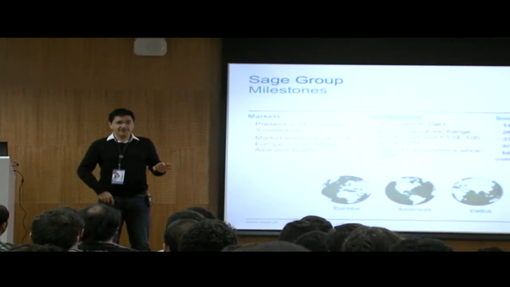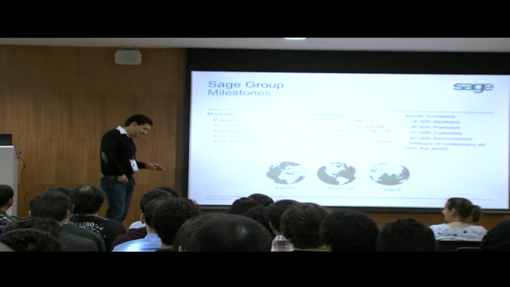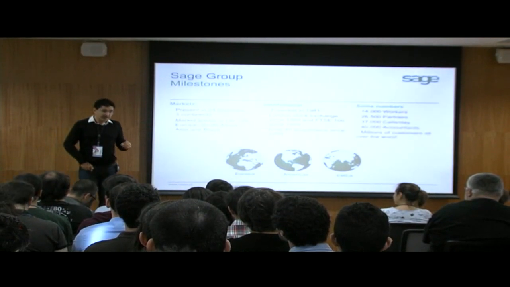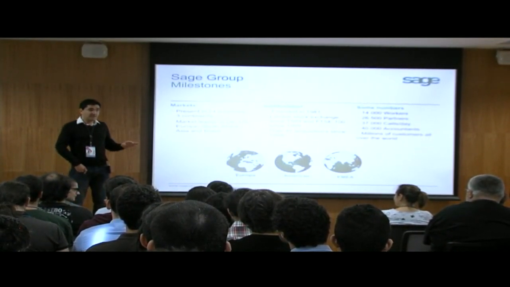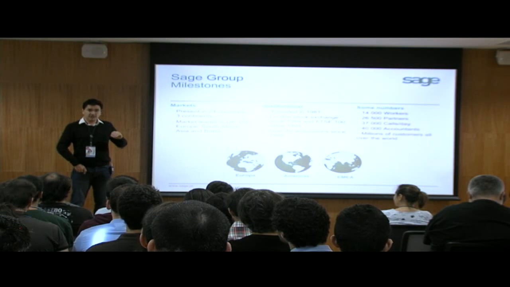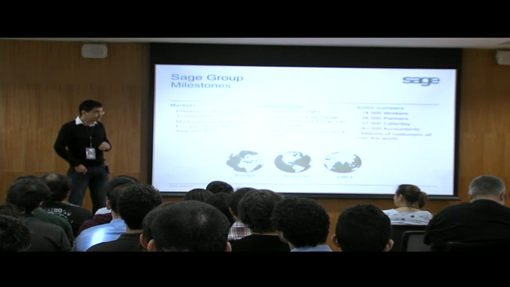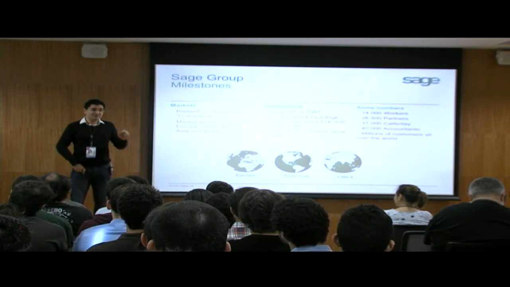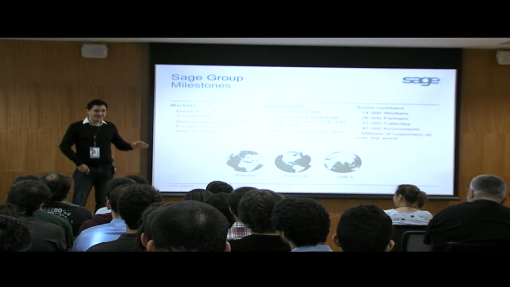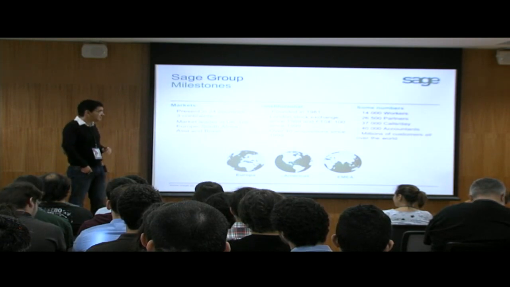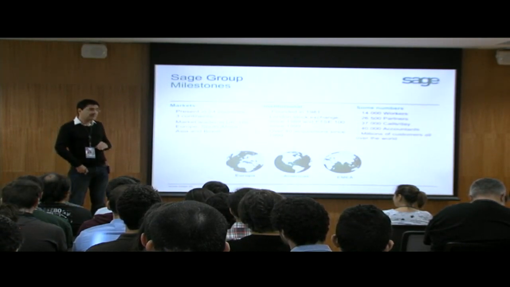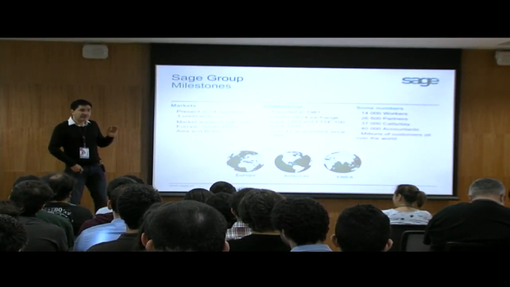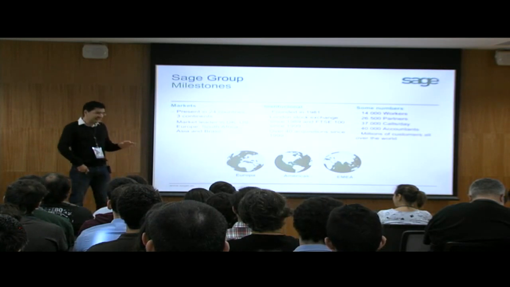Sage is a boring company, and it's a boring company because it makes money. It's hard to make money with bleeding edge technology. Of course, Google and most of my fellow speakers work in companies that make money with new technologies, but this is kind of an old software company that makes management software. Again, a little bit boring.